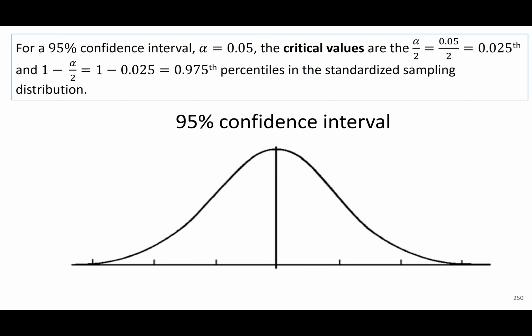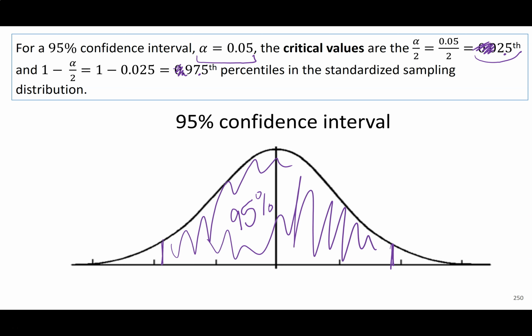So here's that slide I was talking about. If I want 95% confidence, alpha is 0.05. So I'm going to want the 2.5th percentile and the 97.5th percentile. What it comes down to is you want the middle 95%.